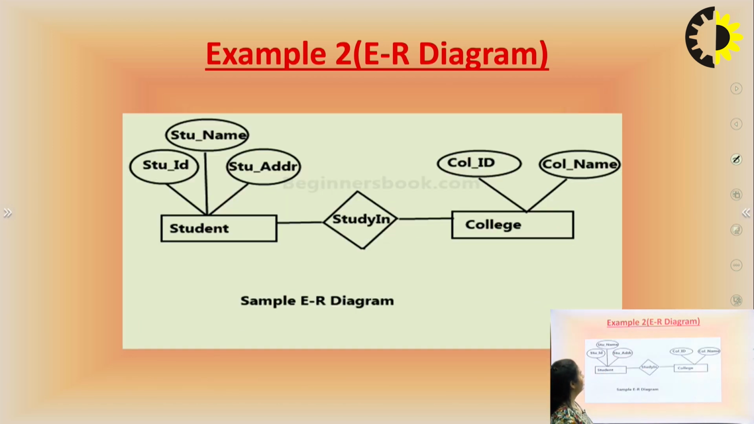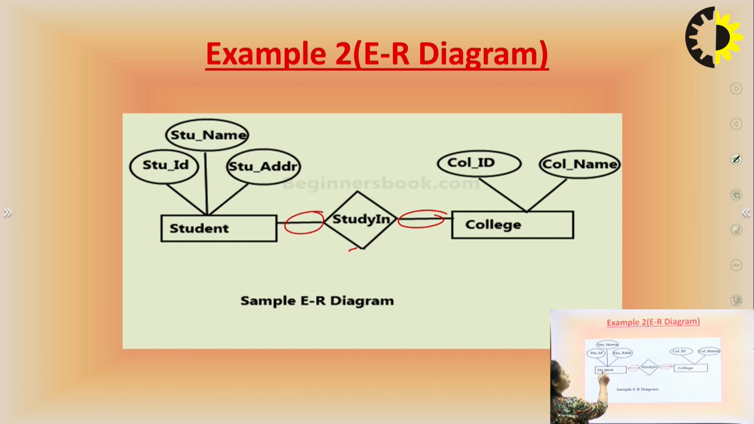Next example. Here we have two entities: one is a student and the other one is the college. So what is the relationship between student and college? Student studies in the college. This relationship is represented by a diamond, as we learned in the notation of the ER diagram, and these links represent that a student studies in the college.